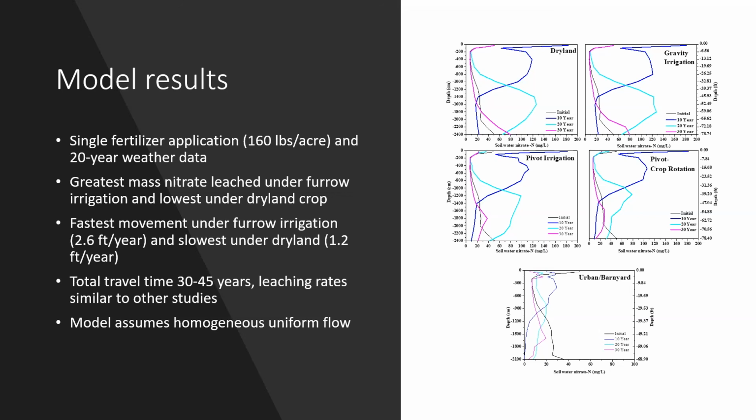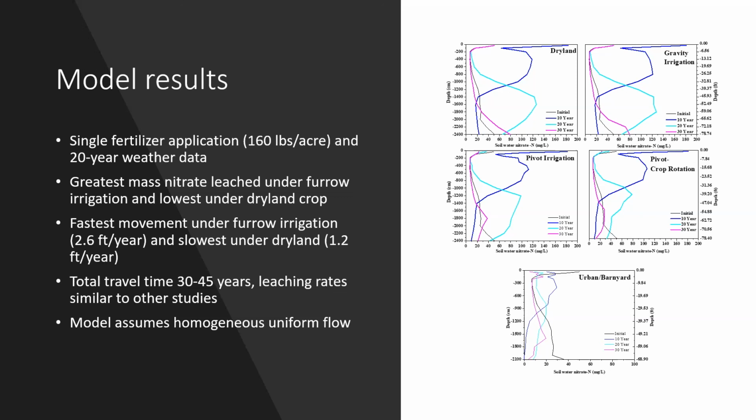We found the fastest movement under furrow irrigation, approximately 2.6 feet per year. Slowest under dryland crops was about 1 to 1.5 feet per year. Total travel time with about 90 feet to the water table ranged between 30 and 45 years, and leaching rates were found to be similar to other studies.